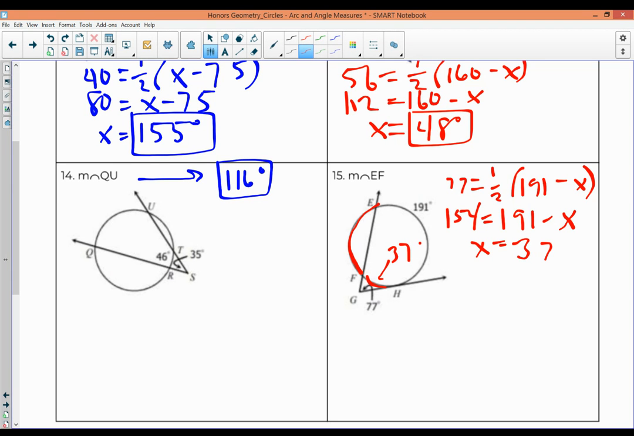The measure of arc EF is going to be the whole circle minus 191 plus 37, which will give me 132 degrees.